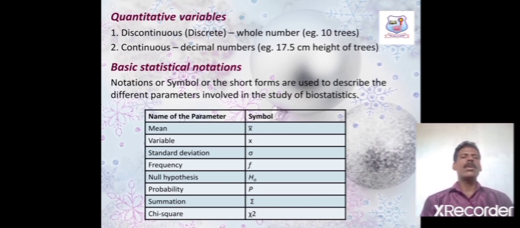P stands for probability. Sigma is designated for summation. Then the chi-square symbol is given for the chi-square test. Other symbols are also available, but basically biology people should understand the symbols of the variables and formulas in biostatistics.